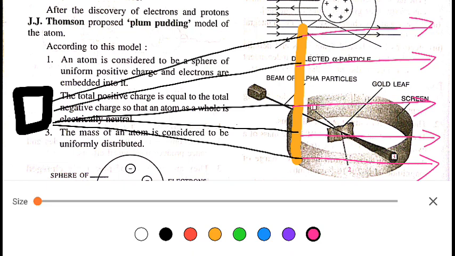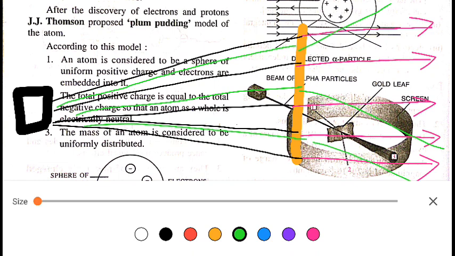Okay, next he observed that some of the alpha particles are deflected by a very small angle, just like this. Some of the alpha particles are deflected to some angle, just like this. The green one, you can see, is deflecting. It is not going straight, it is just deflecting like this.